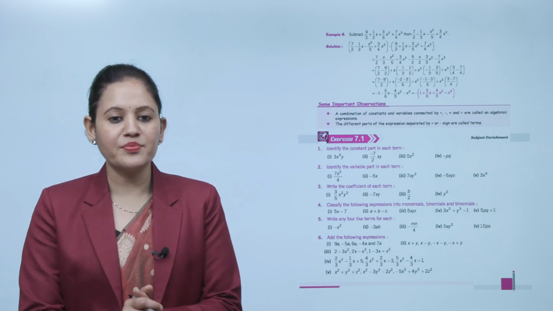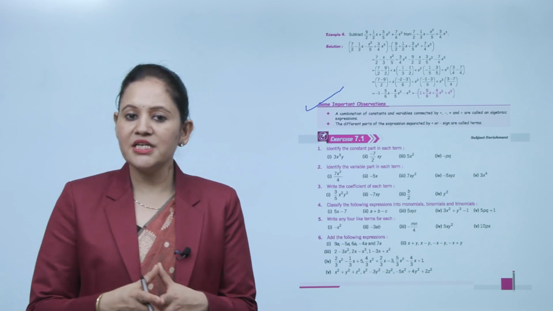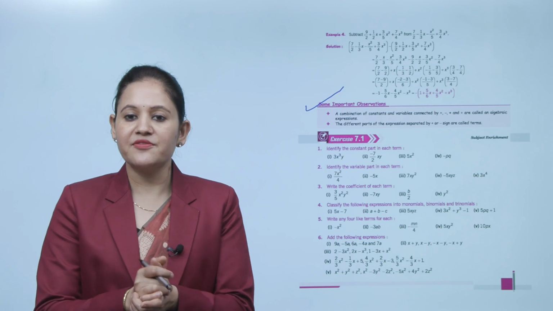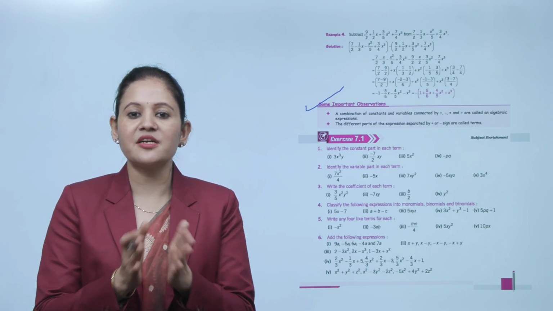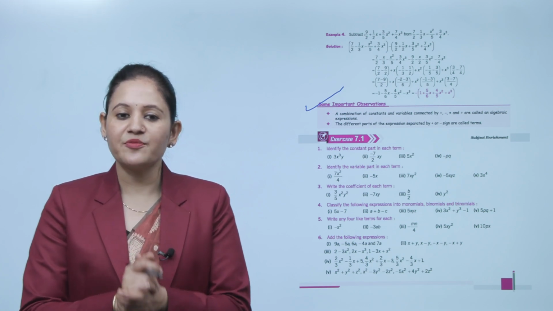Next is some important observations. A combination of constants and variables connected by plus, minus, multiply and division is called an algebraic expression. The different parts of an expression separated by plus or minus sign are called the terms. Next is exercise 7.1.